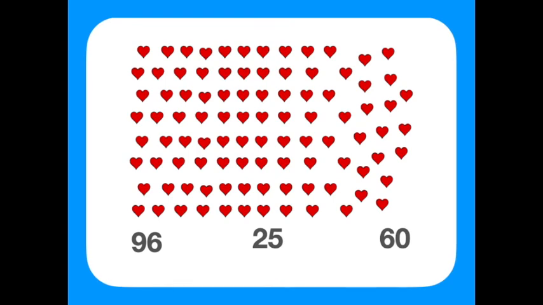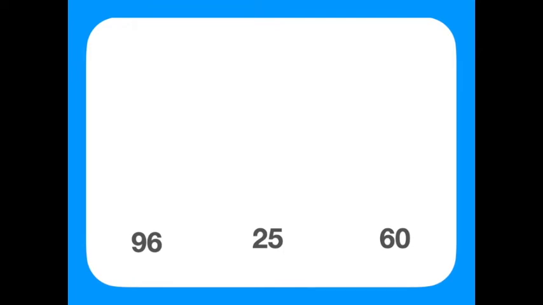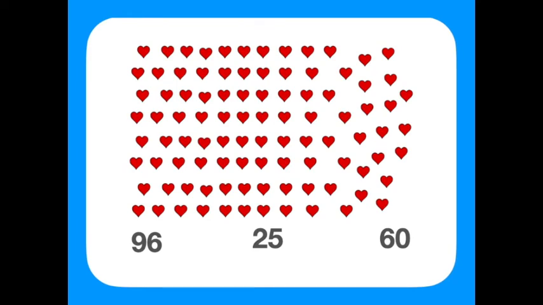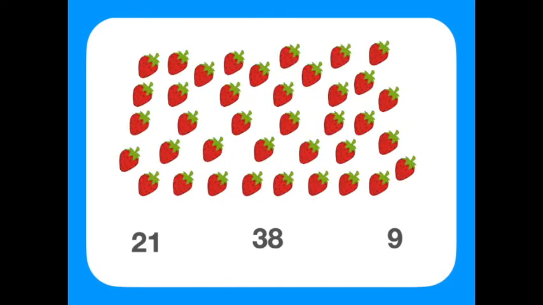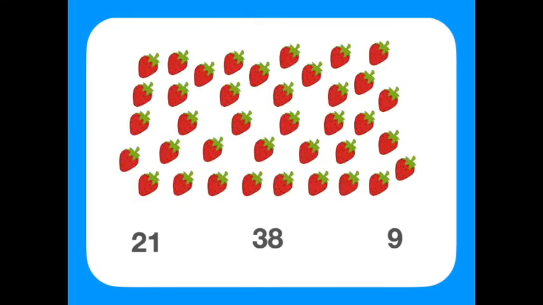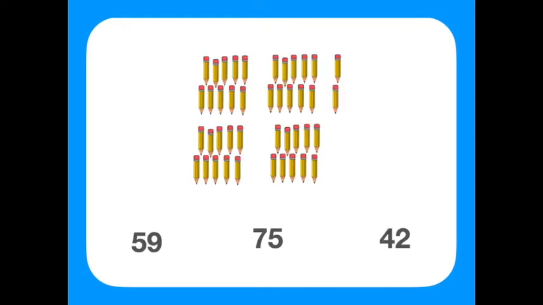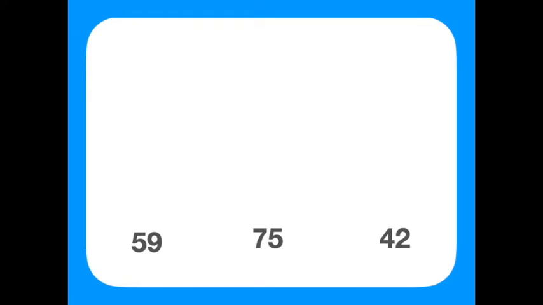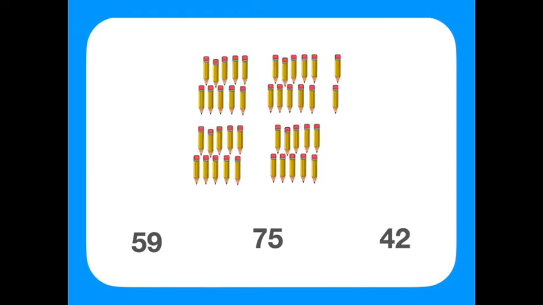Hearts. Make an estimate. Do you see 96, 25, or 60 hearts? Okay, let's go to the next. Strawberries. So, can you make a sensible estimate? Do you think there are 21, 38, or 9 strawberries? 38 strawberries. Let's go to the next one. Pencils. Are there 59, 75, or 42 pencils in this picture? There is 42 pencils in this picture.